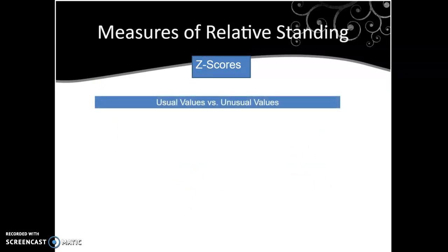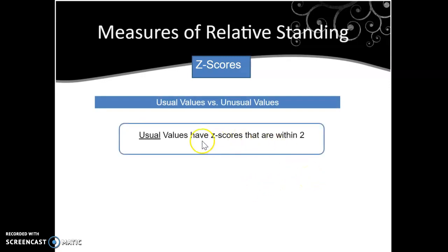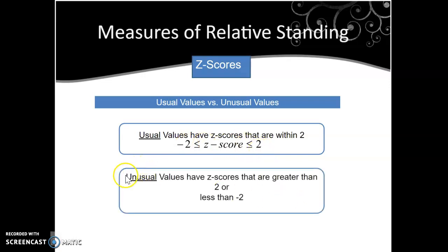We've talked in the past about usual and unusual values, and I want to translate that into z-scores. Usual values have z-scores that are within 2 standard deviations of the mean. So the z-score is within -2 and +2. Unusual values have z-scores that are greater than 2 or less than -2. So a usual value would be a z-score in between -2 and 2, and an unusual value would be a z-score of like 3 or maybe -7. Those would be unusual values.